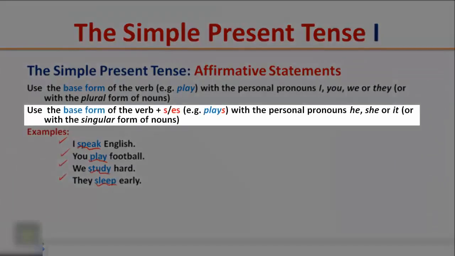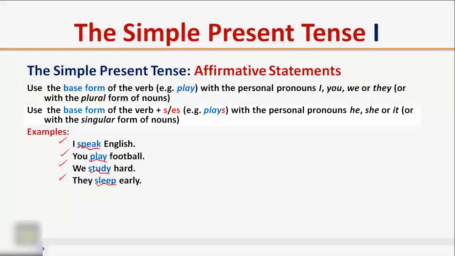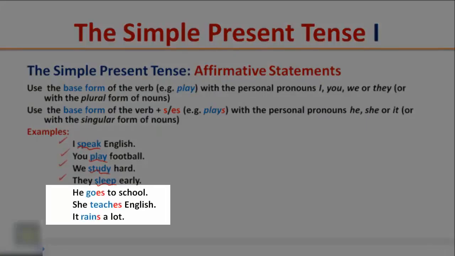Use the base form of the verb plus S or ES, for example, plays, with the personal pronouns he, she, or it, or with the singular form of nouns. Example: he goes to school. She teaches English. It rains a lot. Notice here that we use the base form of the verb plus S or ES with the personal pronouns he, she, and it.